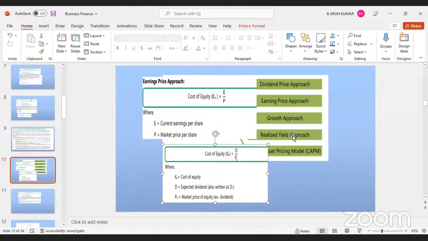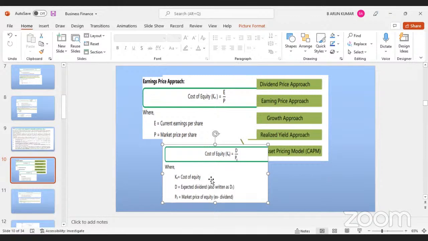For example, in the previous financial year 2021, our share value is 100 rupees, and on that 100 rupees they are paying 10%. It means 10 rupees; every shareholder gets 10 rupees. That is the last year dividend, and before last year also they paid 10 rupees, and likewise every year they are paying a fixed rate of dividend. In that case we use the dividend price approach or earning price approach.